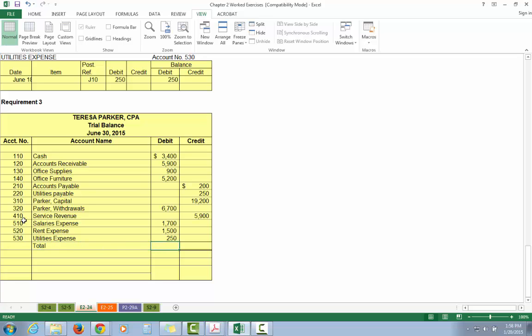And we're going to total up all of our debits and our credits and make sure that they agree. Because if they don't agree, then we're missing something. So we do agree, so we're in balance. And now we could use this to create our financial statements.